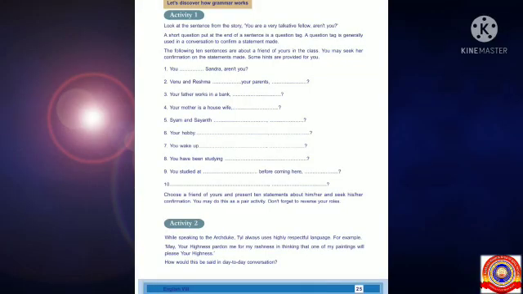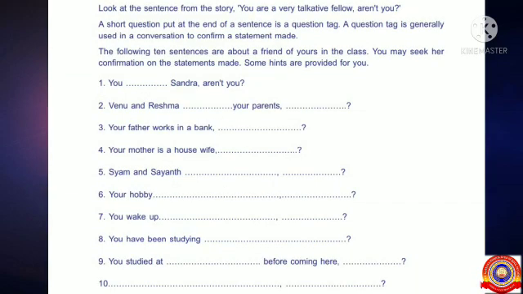Students, hope you all understood about question tags. Am I right? Now all of you take your English text and take page number 25. Look at activity 1. Look at the sentence from the story. You are a very talkative fellow, aren't you? A short question put at the end of a sentence is a question tag. A question tag is generally used in a conversation to confirm a statement made.